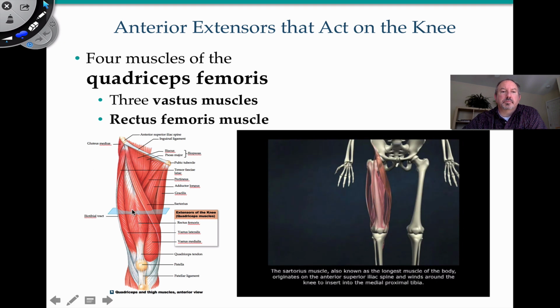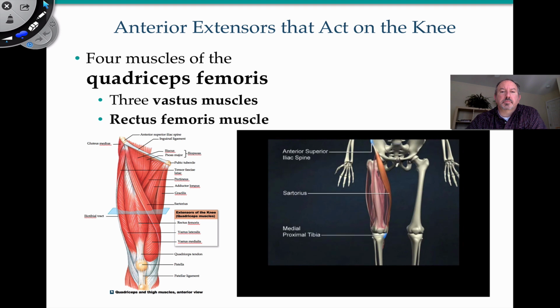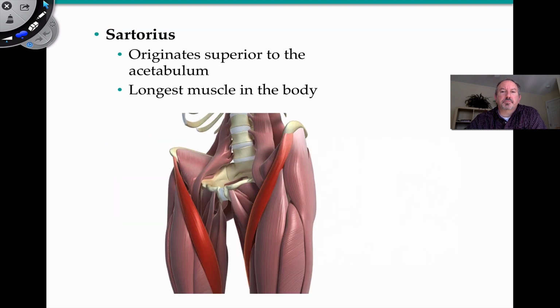The sartorius muscle, also known as the longest muscle of the body, originates on the anterior superior iliac spine and winds around the knee to insert into the medial proximal tibia. Let's take a look at that sartorius. Okay, so that sartorius, again, attaches up here in the hip, and it originates sort of superior to the acetabulum, which is the ball and socket joint where the femur is attaching to the hip. And it's famously known as the longest muscle in the body, right there.